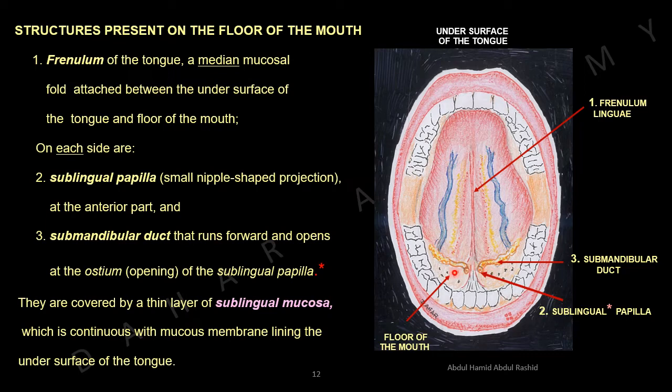Number 3 is the submandibular duct. This is the submandibular duct. Coming from the submandibular salivary glands, it runs forward and opens at the ostium, that is the opening of the sublingual papilla. So make sure the submandibular duct coming from the submandibular salivary glands will open at the sublingual papilla. These structures are covered by a thin layer of mucous membrane that is continuous with the mucous membrane lining the undersurface of the tongue.